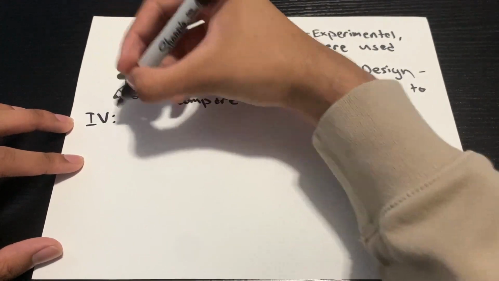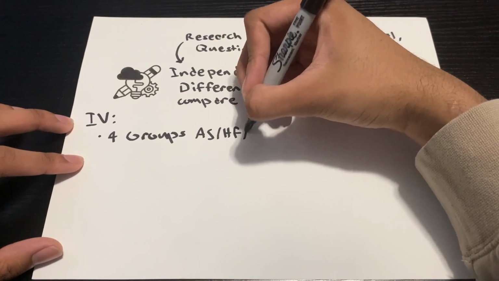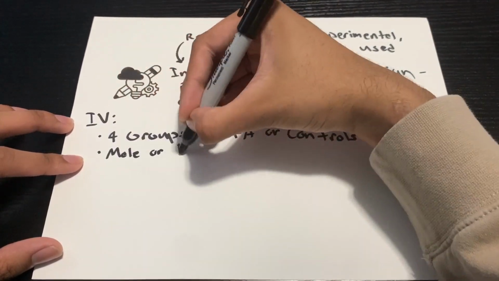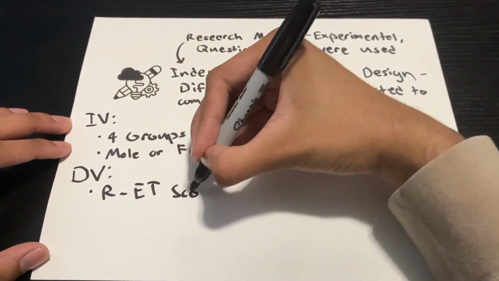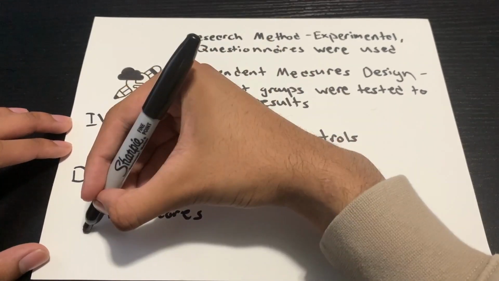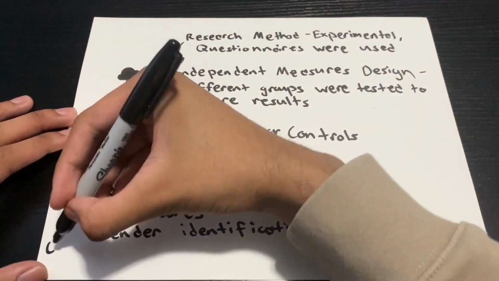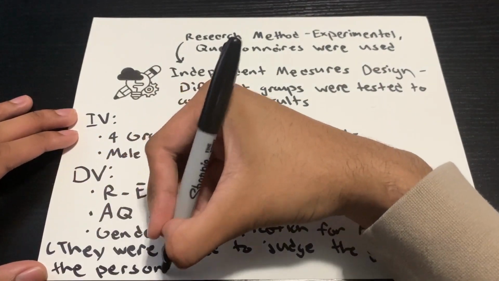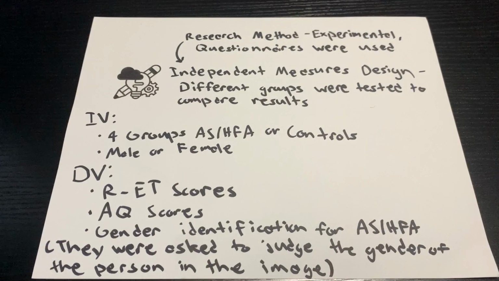The independent variables were the four groups, whether it be the AS or the HFA or the other three control groups. Whether the participant was male or female was also an independent variable. The dependent variables for this study were the RET scores, the AQ scores, and the gender identification for the AS/HFA group. They were asked to judge the gender of the person in the image. Later in the procedure section, I'll explain why they were asked to do this.